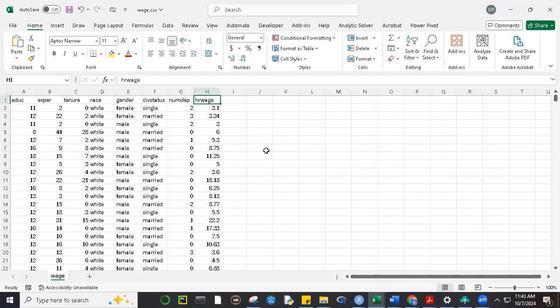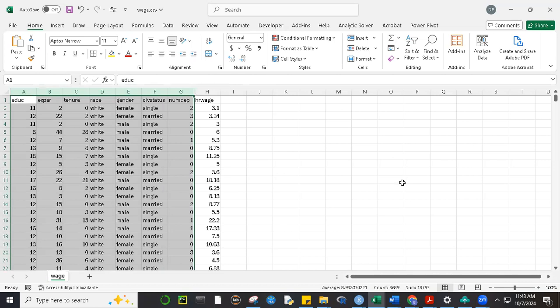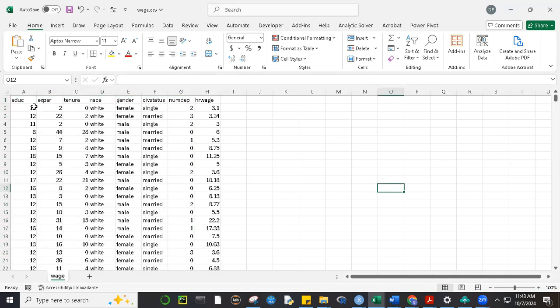So in multiple linear regression, there is one dependent variable and several independent variables. Now notice that our dependent variable is quantitative in nature. For multiple linear regression, the dependent variable should be numeric. The independent variables can be of any type. So you notice here, education is numeric, experience, tenure, all of them are numeric. And then we have here race, gender, civil status that are categorical or character. And the number of dependents is also numeric. So you have some independent variables that are character and some which are numeric. The dependent variable should be numeric.